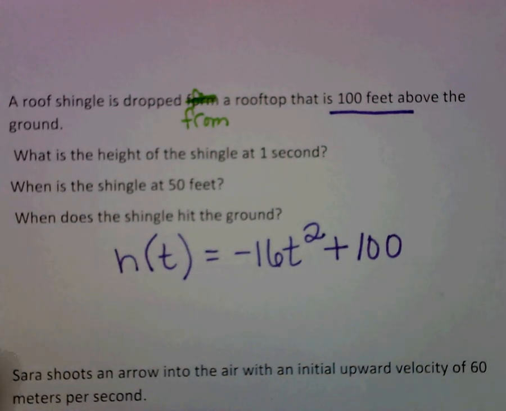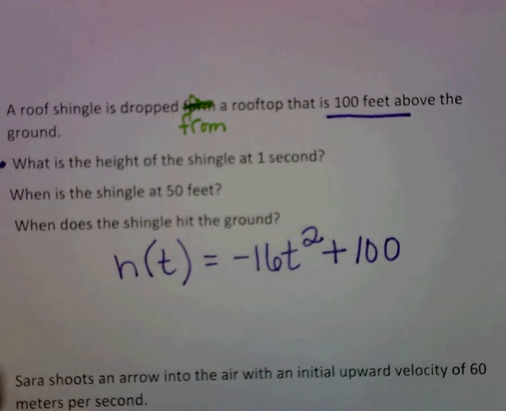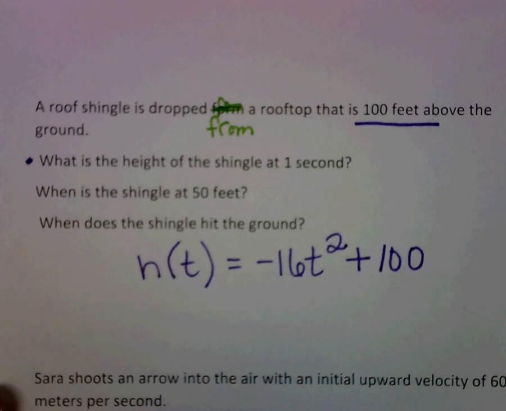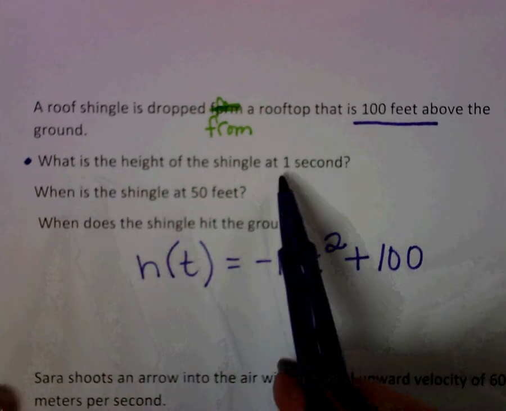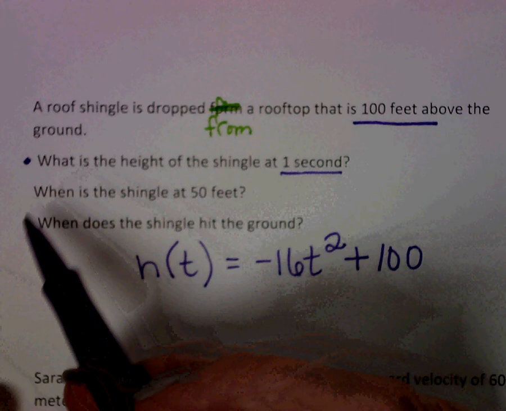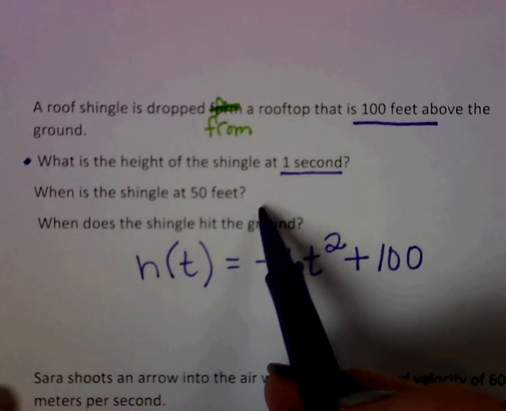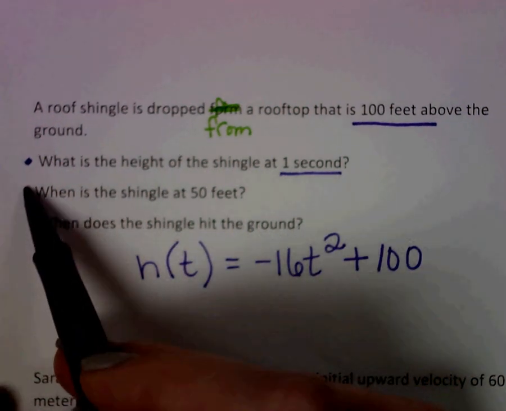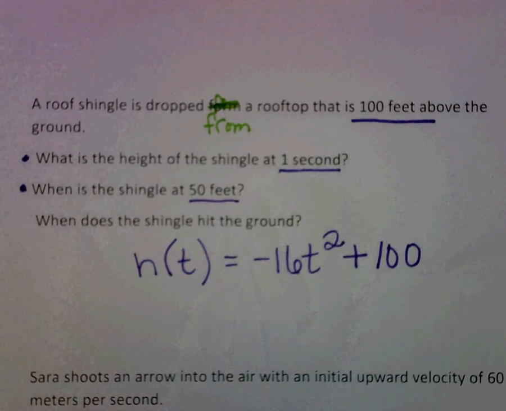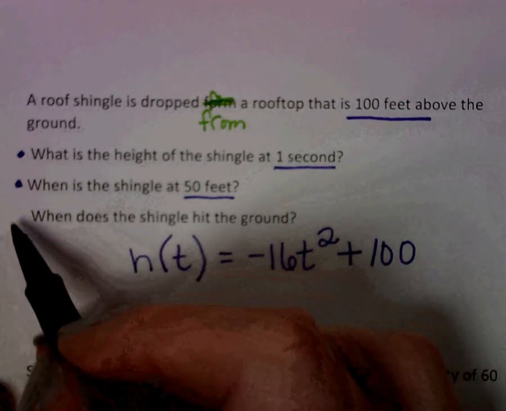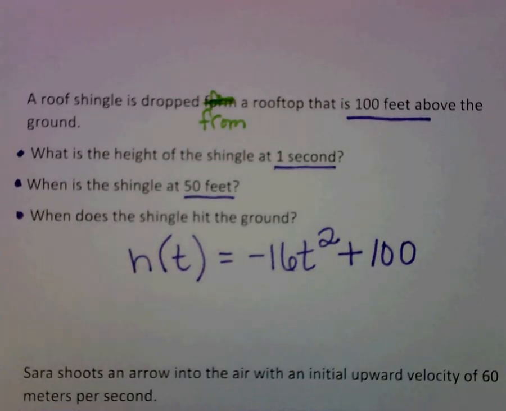So for the first question, it says, what is the height of the shingle at 1 second? So what I want you to do is think about and write down, what are we going to do? Where are we going to plug 1 second into our equation? The next question says, when is the shingle at 50 feet? Now I know we can graph this and look at it in the calculator, but my question is, where would I plug in 50 feet to answer this question? And then the last question, when does the shingle hit the ground? So what would we plug into this equation to answer that question?